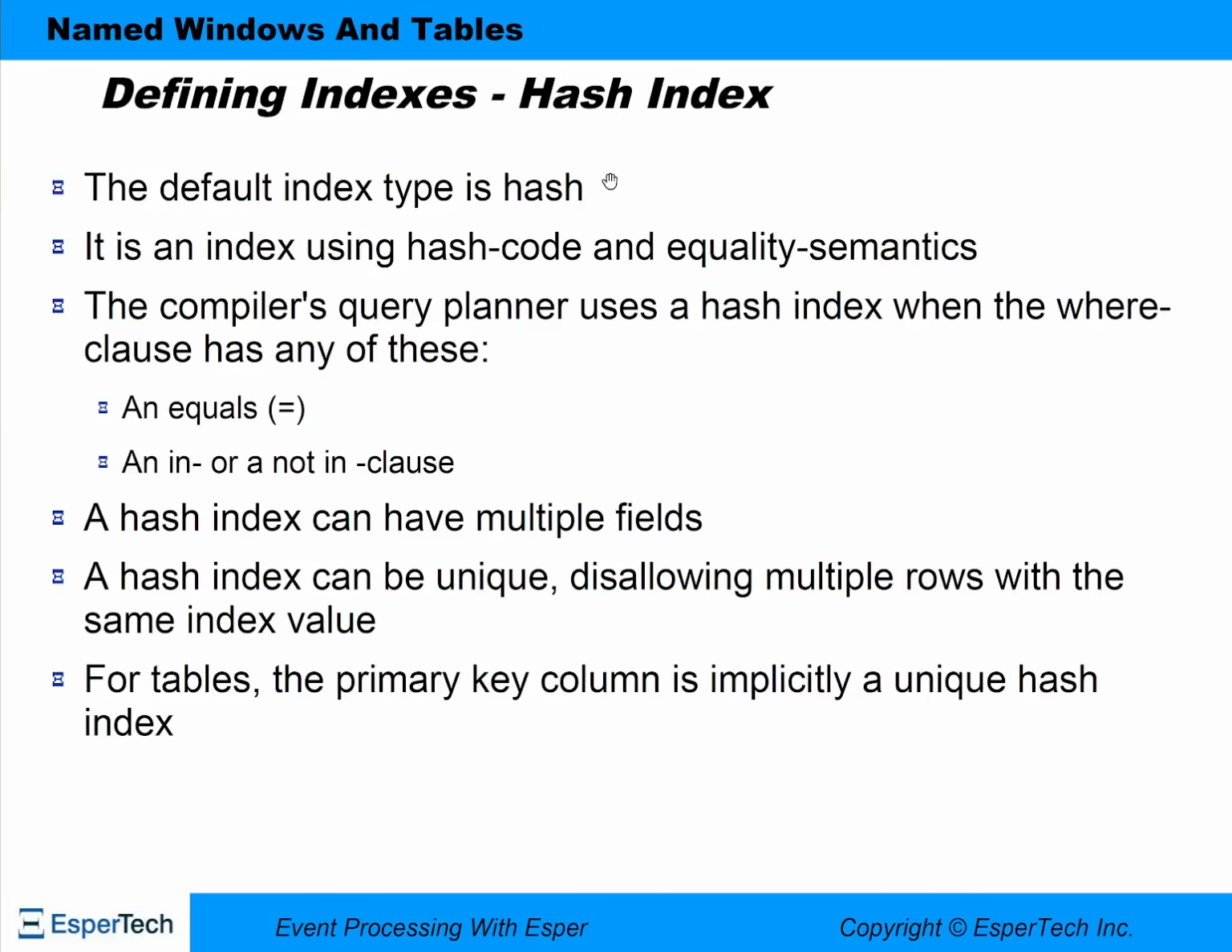The default index type is hash. The hash index is an index using hash code and equality semantics. The compiler's query planner uses a hash index when the where clause has any of these: an equals, an in or a not in clause. A hash index can have multiple fields. A hash index can be unique, disallowing multiple rows with the same index value. For tables, the primary key column is implicitly a unique hash index.